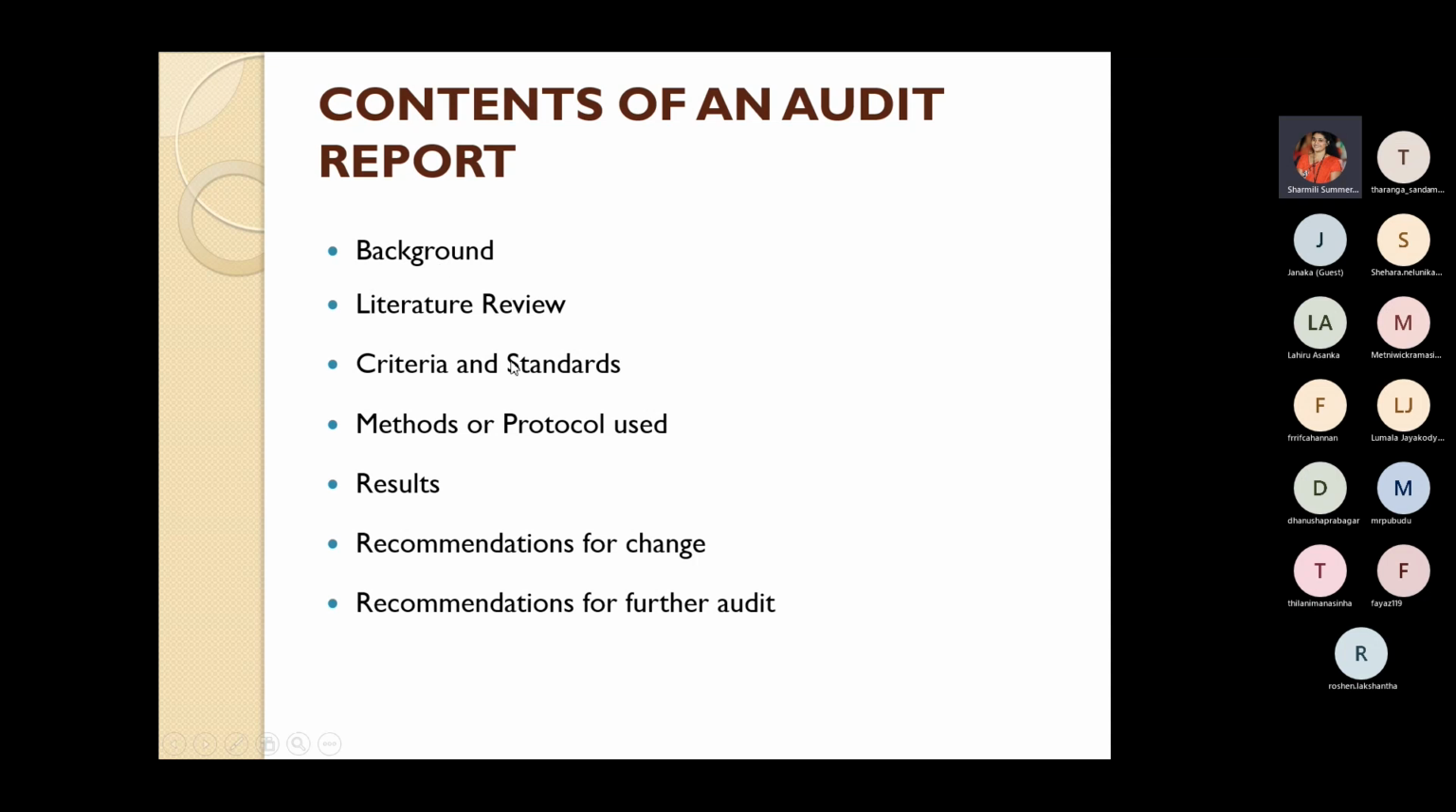Then literature review. Literature review means they are comparing. If there is any previous audit report, and how about the current audit report, whether there are any changes. The comparing we are calling a literature review. Under the literature review, we are writing the previous records and the previous reports. Then criteria and standards. What are the principles or guidelines that you are using for the audit evaluations? And what are the methods or protocols? What are the instruments that you have used for the audit evaluation?